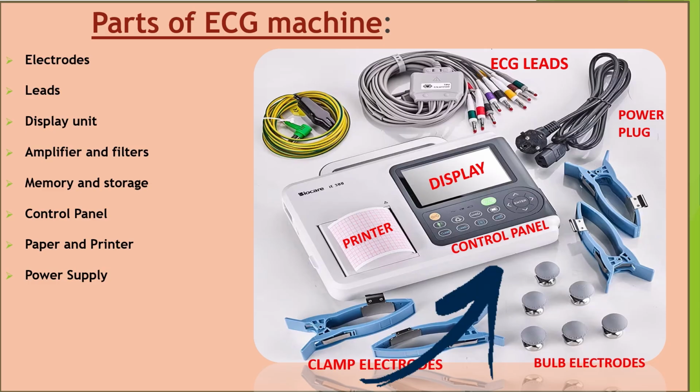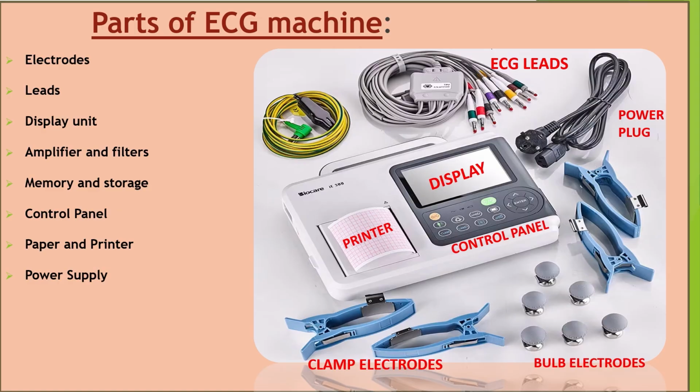Next is the control panel. The control panel is the interface through which healthcare professionals operate the ECG machine. It includes buttons, knobs and touch screens that allow users to start and stop recordings, adjust settings, select lead configurations and input patient information. A user-friendly control panel is essential for efficient and accurate operation, especially in emergency situations.